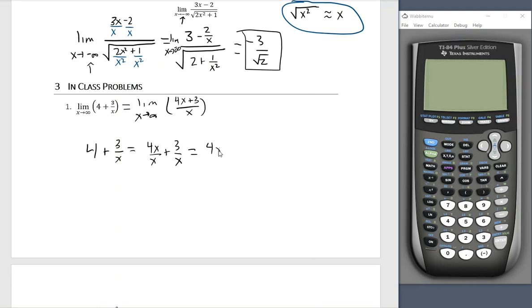This is 4x over x plus 3 over x, and that's how I get the 4x plus 3 over x. But now I've written it so that I have the same power in the numerator and denominator. And so if the powers are equal, we get 4.